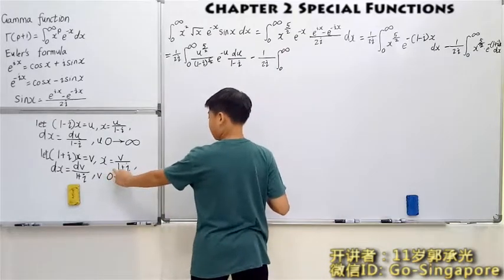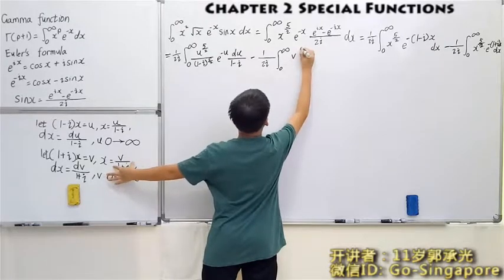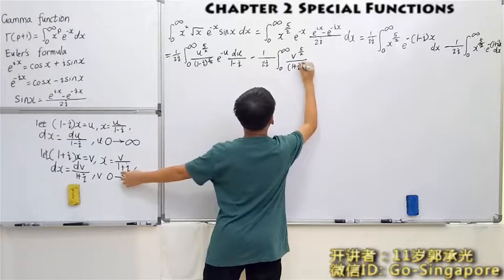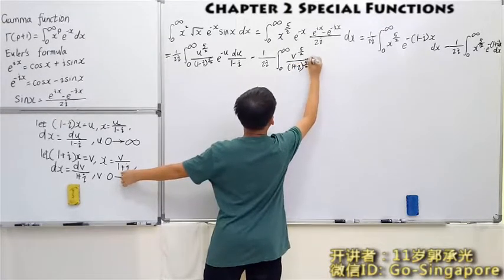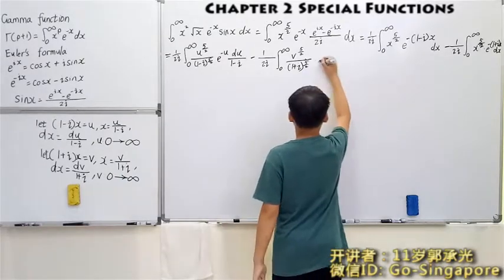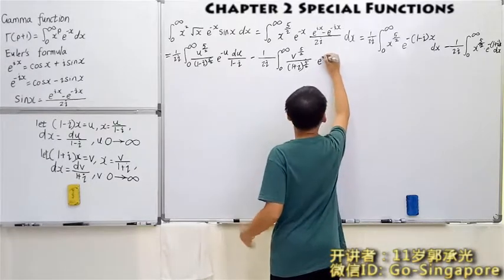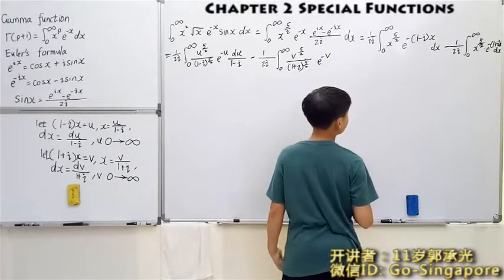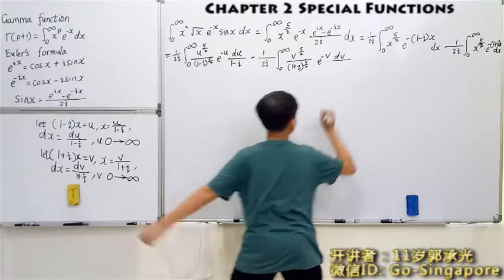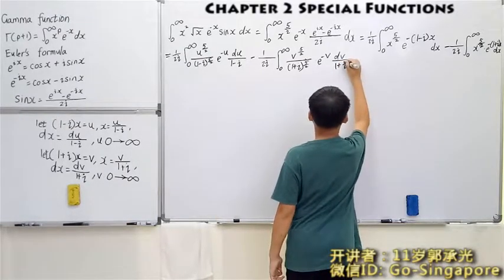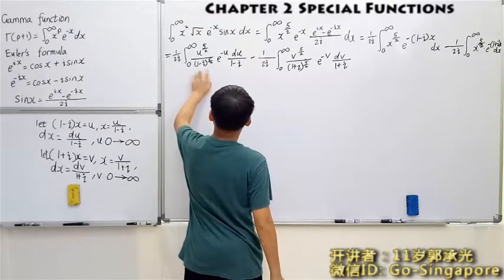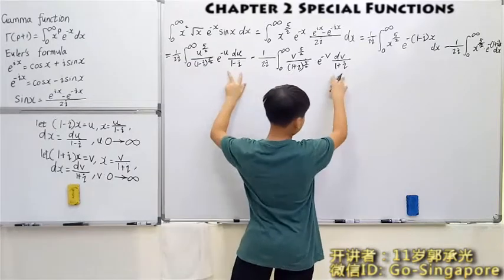x now is for the part with v. So it's v to the power of 5 over 2 over (1 plus i) to the power of 5 over 2. Then e to the power of negative v, times dv over 1 plus i, like this. Then maybe we'll combine these two.